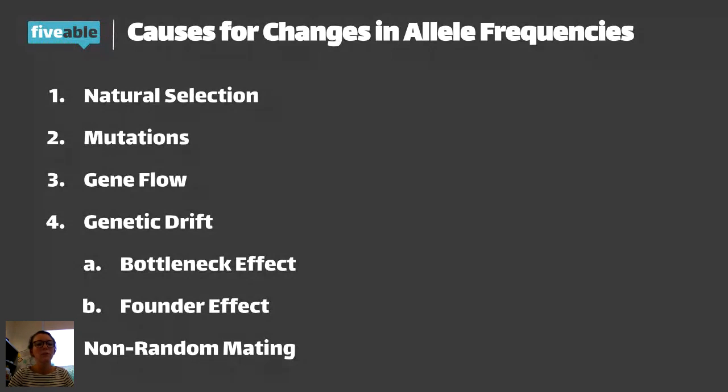Okay, so in both of those, you have a very small subset of a larger population that are then responsible for reproducing, and they are innately going to have less variation than the starting population. So as a rule, genetic drift will greatly decrease variation in a population, whereas gene flow, again, that movement of alleles into a population, will actually increase your variation. Okay. Last one for changes in allele frequencies is non-random mating.